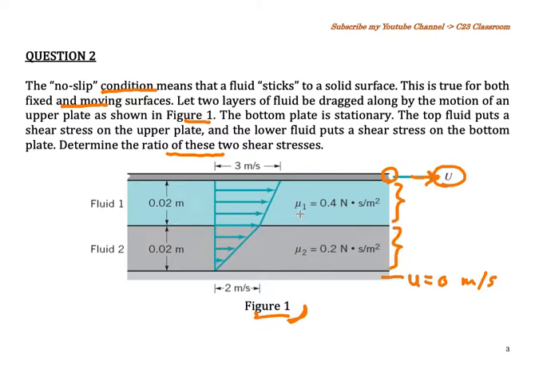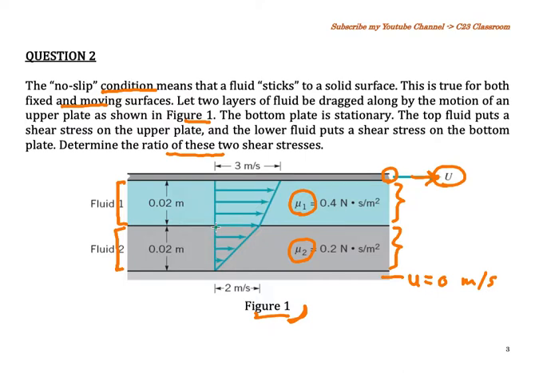One is mu1, the dynamic viscosity of 0.4, and the other one is mu2, the dynamic viscosity of 0.2 Newton second per meter square. The gap of each fluid is shown here, which is 0.02 meter each. And then we assume that the velocity distribution for these two fluids is shown like this.